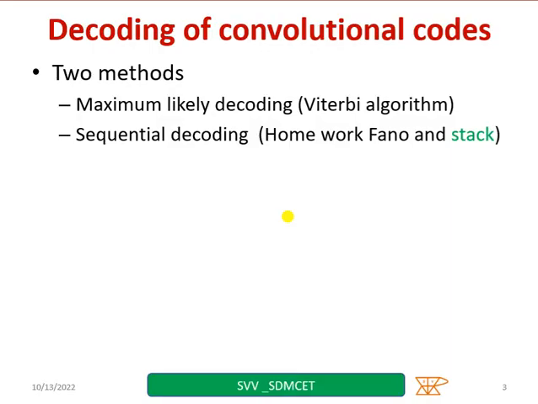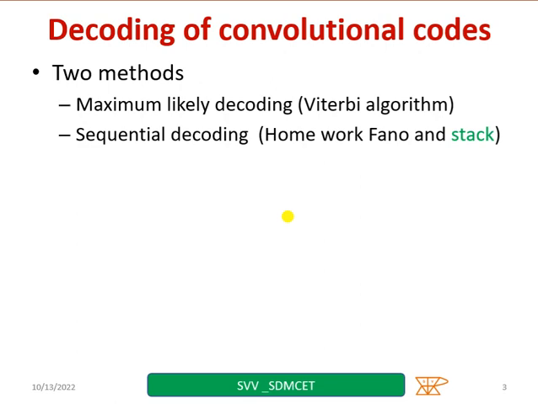We have two methods for decoding the convolutional codes. One is maximum likelihood decoding, which we call the Viterbi algorithm. Already the video was uploaded long back.